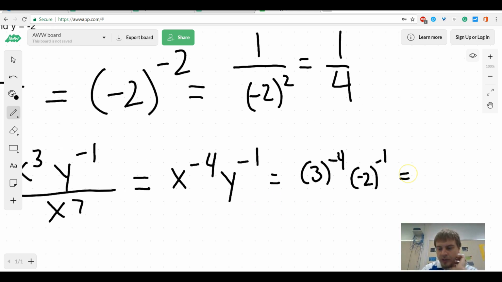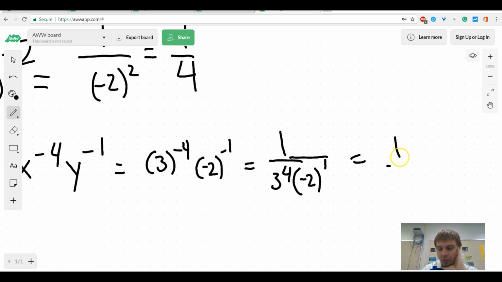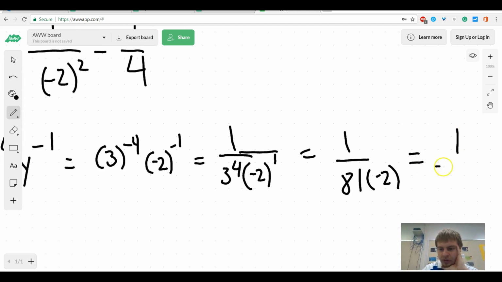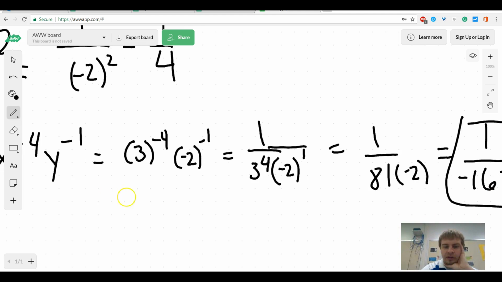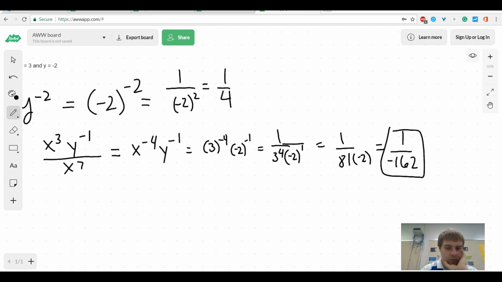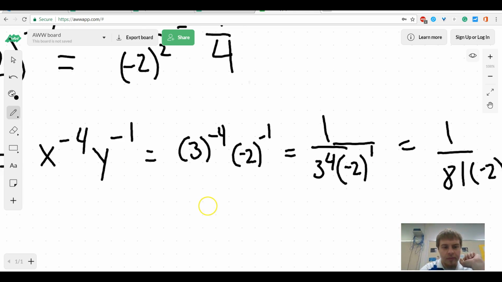Then this we could rewrite as 1 over 3 to the 4th and (-2) to the 1st, which we could say is 1 over 81 times -2, which would be 1 over -162. So again, on this example, when we zoom out and look at the whole thing, the first thing you want to do is simplify as much as you can and then plug everything in and solve.